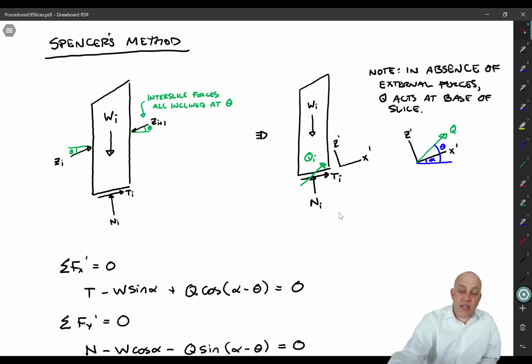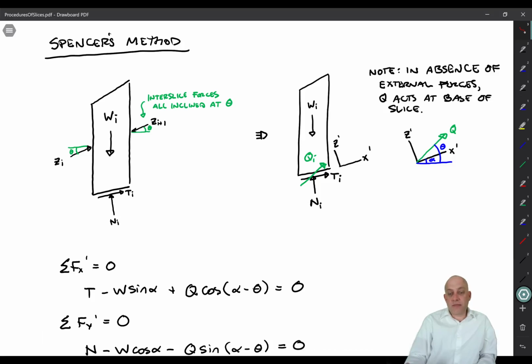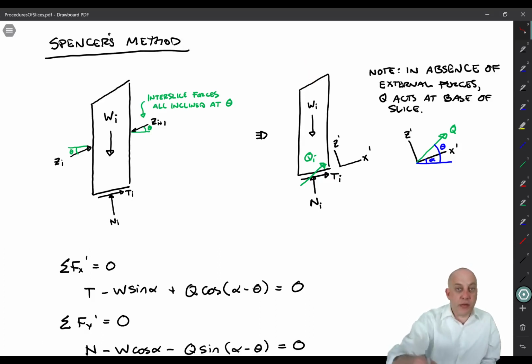And in the absence of any kind of external force, like if you don't have a force acting at the top of the slice or something like that, Q has to act through the base of the slice at the center because none of the other forces produce any moment, and therefore Q also cannot produce moment, it has to act through the base. As soon as you have external forces, like let's say you had ponded water and there was a force acting on top of the slice, Q would have to move around in order to provide equilibrium.